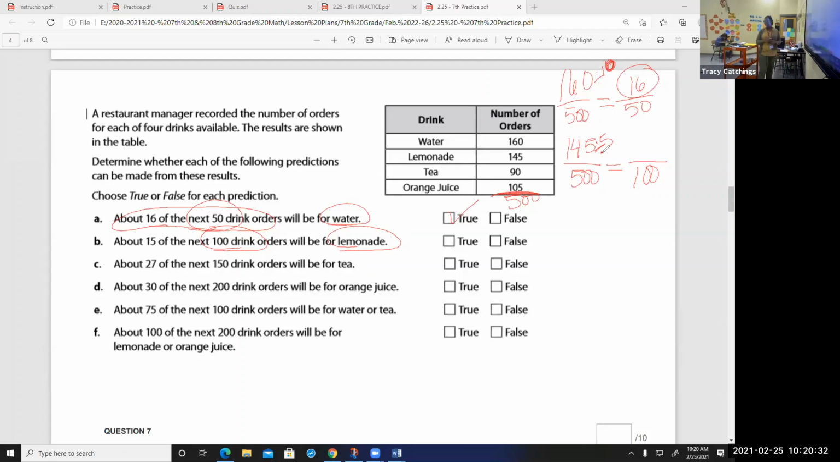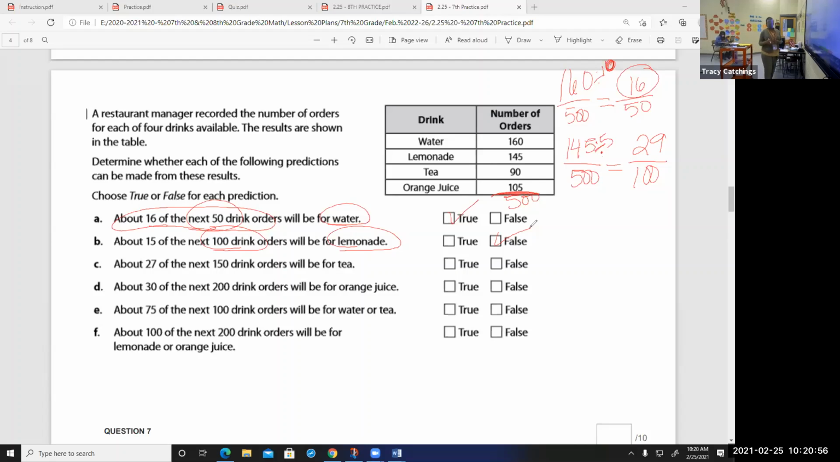So I will have false, and then I will have my 2 fractions. 145 over 500 is equal to 29 over 100.